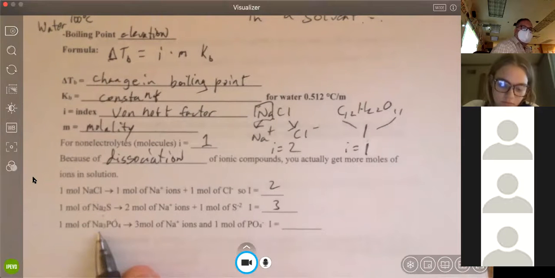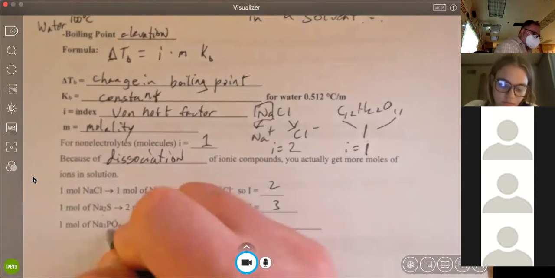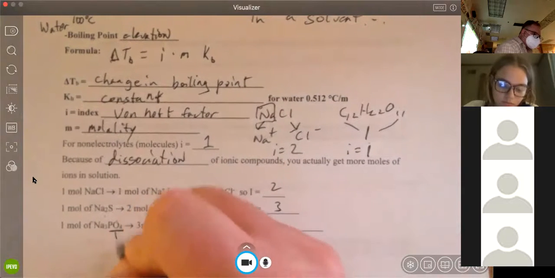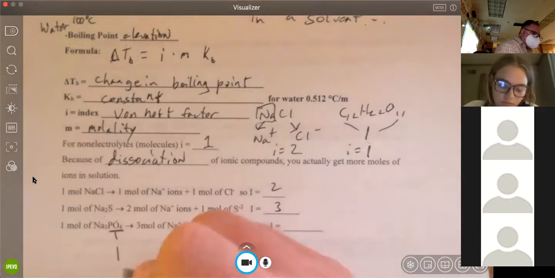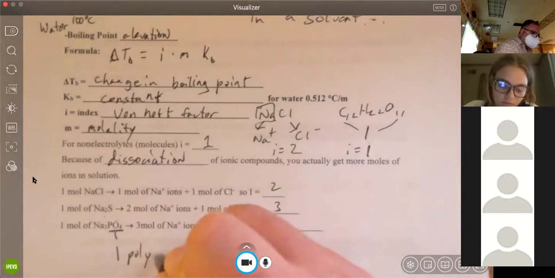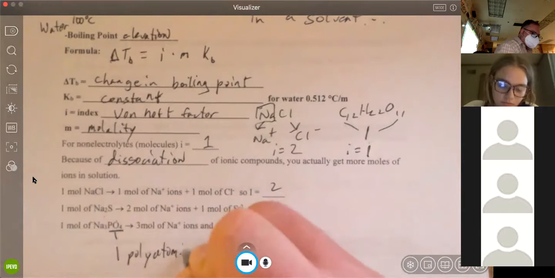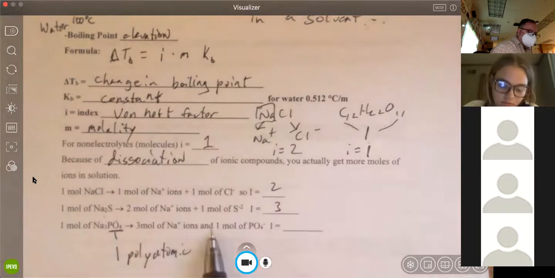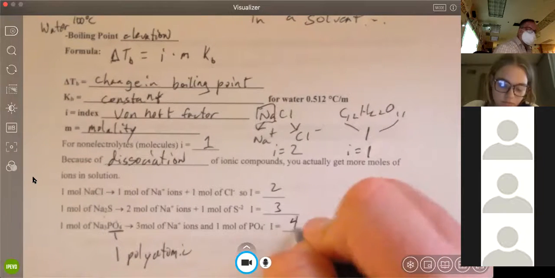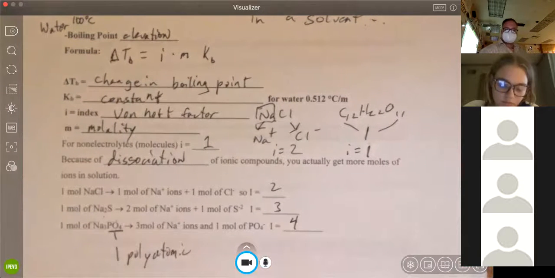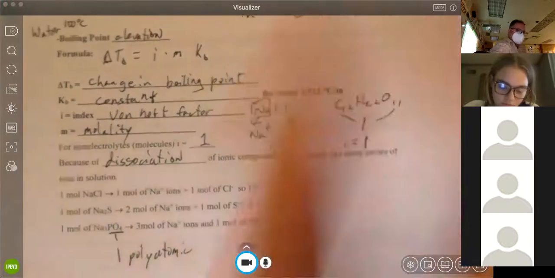Here we have 3 Na and 1 PO4. That's the hardest thing for people to see. That is 1 polyatomic ion. So we add 3 plus 1 for that, we get 4. Okay, good.